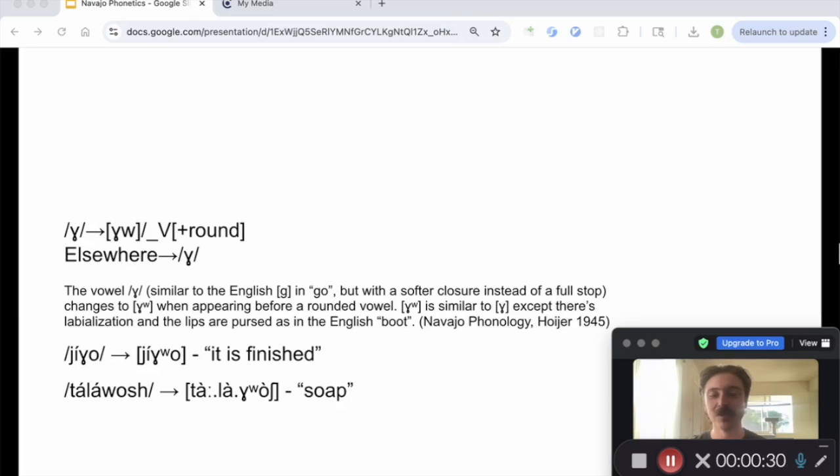There's a rule that applies that when this letter appears before a rounded vowel like O, the vowel in the syllable becomes more like the English word boot. The lips are pursed and there's labialization. So again, I'm gonna butcher this. It sounds something more like ooh, ooh.